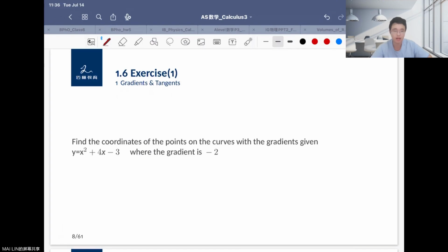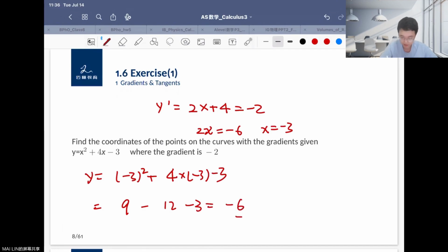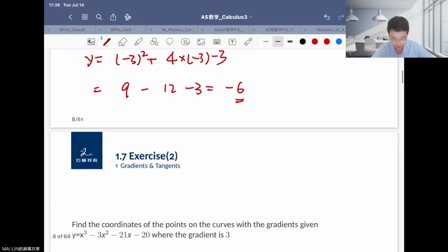For example, y = x squared plus 4x minus 3, and the gradient is negative 2. First we differentiate it, so it's 2x plus 4, and then it equals negative 2. So 2x equals negative 6 and x equals negative 3. Then put negative 3 into the function: y equals negative 3 squared plus 4 times negative 3 minus 3. So it is 9 minus 12 minus 3, which equals negative 6. That is for this problem.